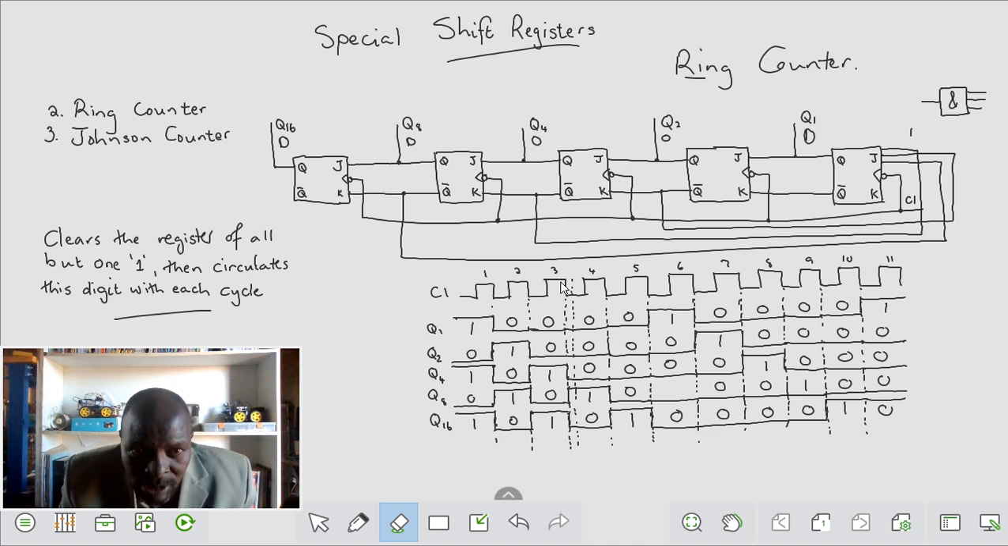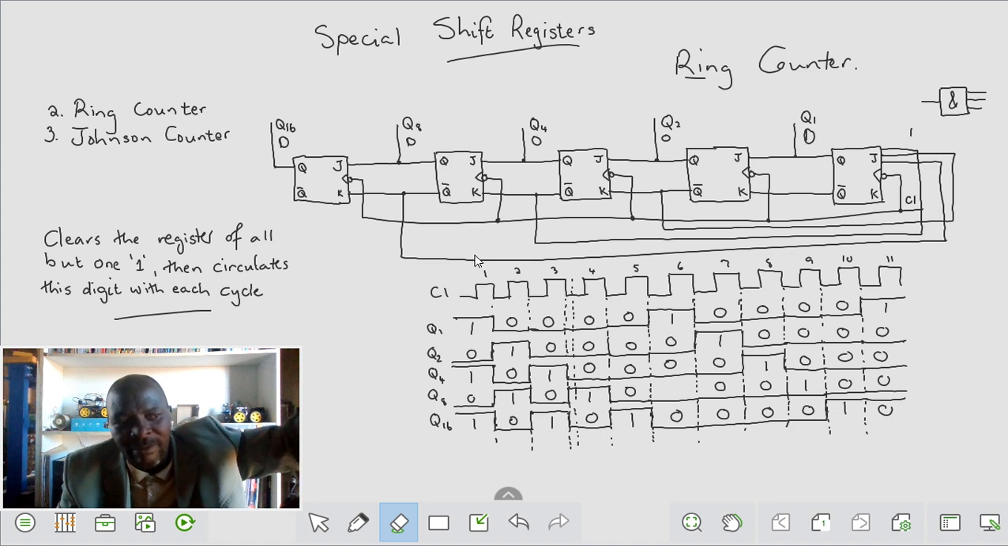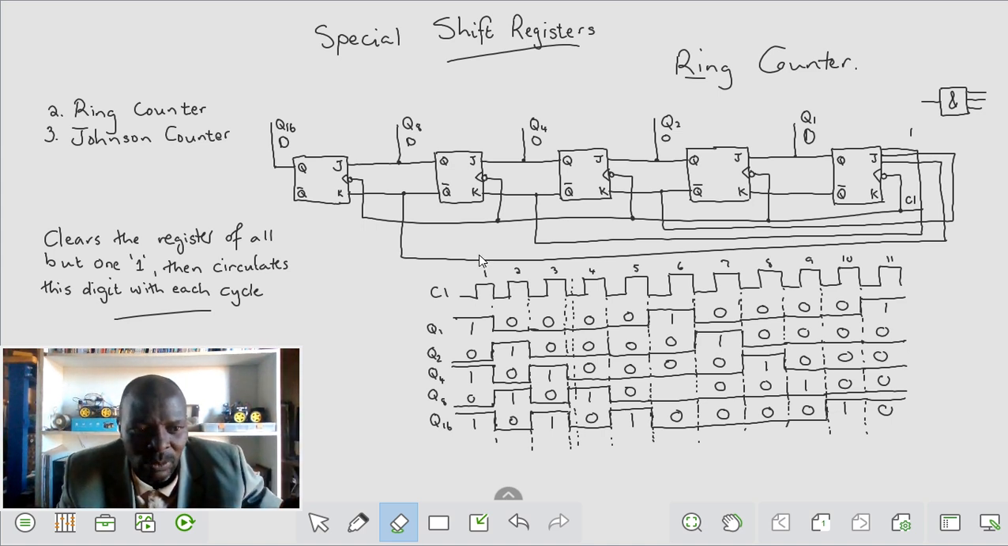All right. So now we're going to look at the last counter, which is the Johnson counter. With the Johnson counter, what I would like to highlight is basically, what does it do? What is the purpose of the Johnson counter? The purpose of this Johnson counter is literally to empty the register of ones, and then fill up the register with ones again, empty again, and fill up again.